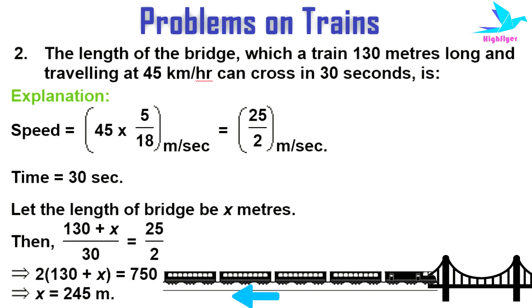Then by simplifying this equation, we are getting 2(130 + x) = 750. That implies x = 245 meters. So the length of the bridge is 245 meters.